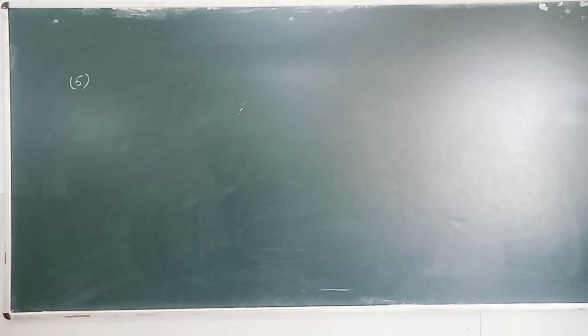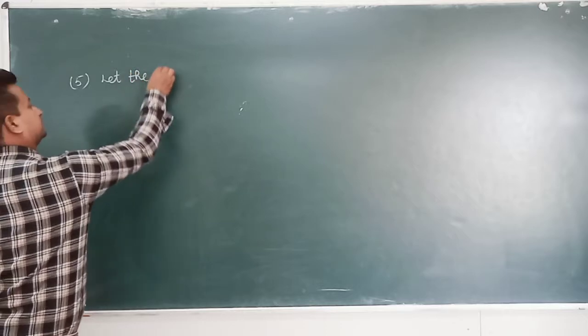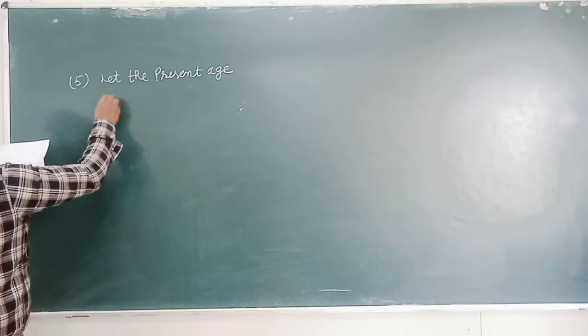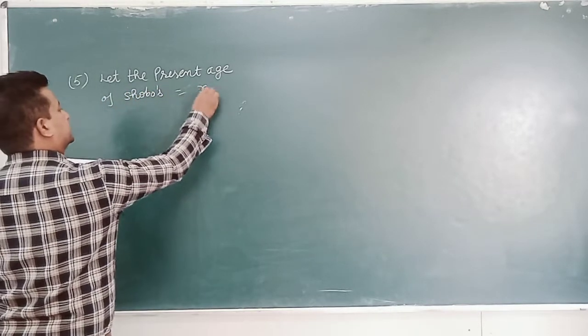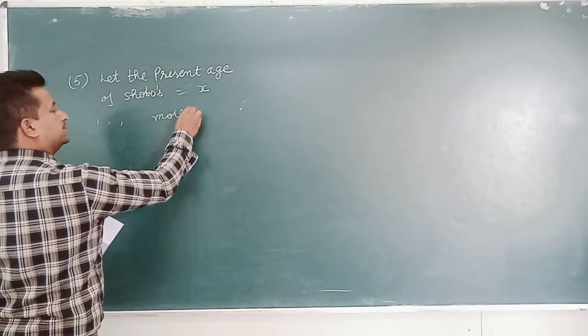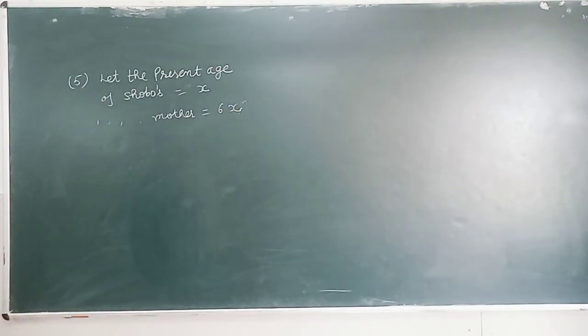So in this question, first we let the present age of Shubha equal x years. This is the present age, and the age of his mother is 6 times, which means 6x. This is the age of his mother. According to the question, after 5 years, the age of mother is 3 times their present age.